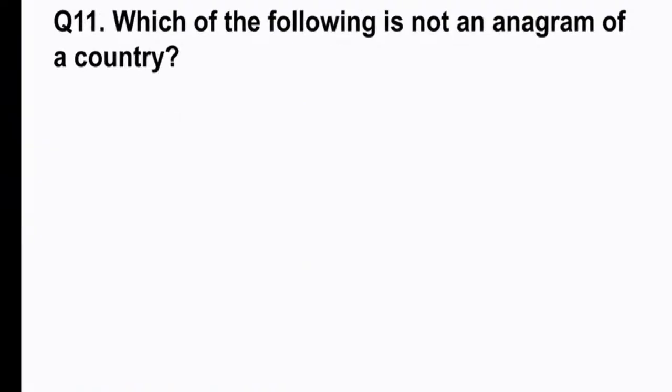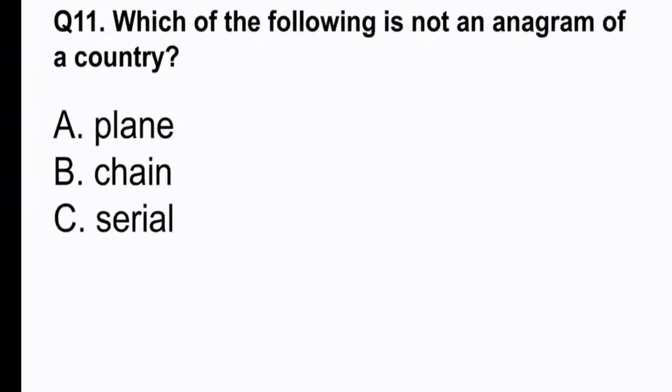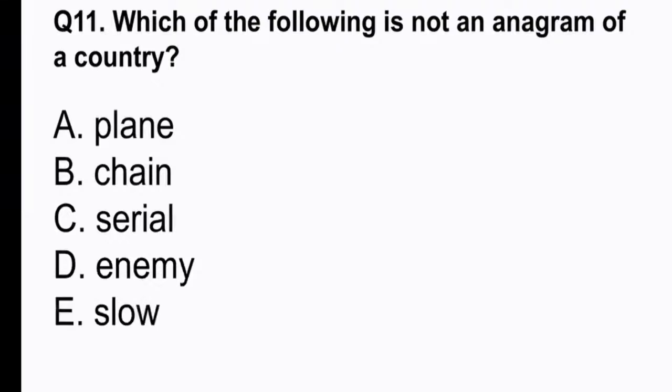Now, you have a go at this one, guys. Which of the following is not an anagram of a country? A, plane. B, chain. C, cereal. D, enemy. And E, slow. I want you to put your answer in the comments box below. Which of the following is not an anagram of a country? Quite a difficult one, that.